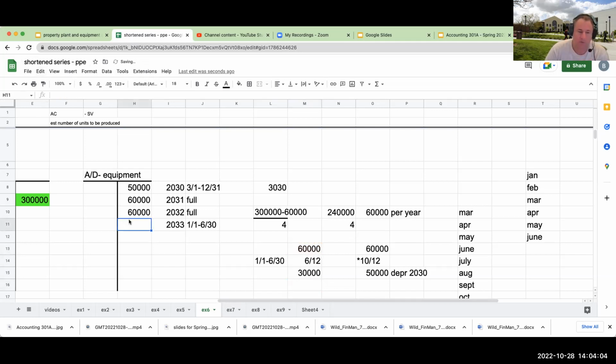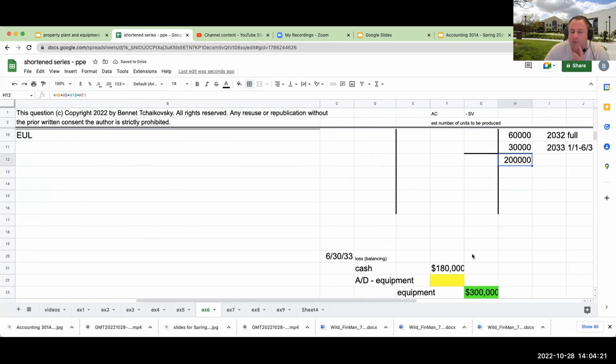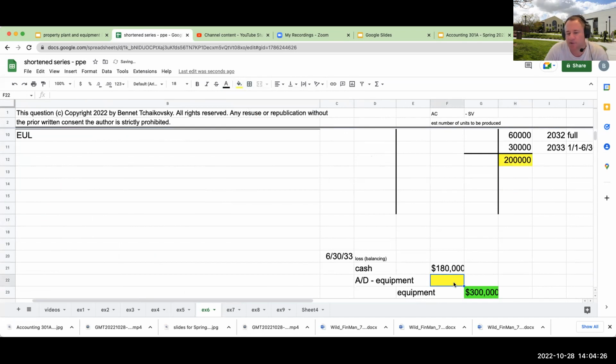So this is going to be 30,000. Okay, so the amount of depreciation expense I took cumulatively over this time is going to be 50 plus 60 plus 60 plus 30, or 200,000. So over here, my accumulated depreciation is going to be 200,000.